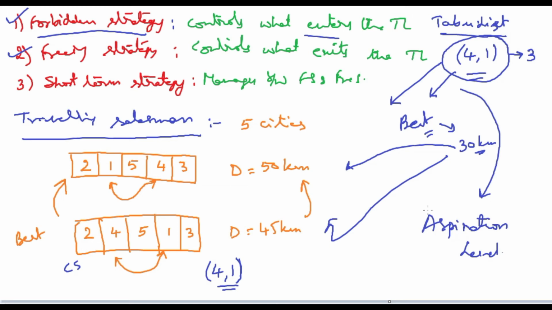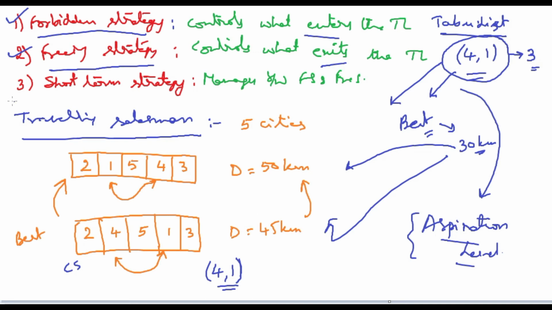By this aspiration level, I am freeing the item; according to freeing strategy, I have controlled the exiting parameter of the taboo list. Otherwise, after 3 iterations, it automatically comes out of the taboo list. That is also called freeing strategy. And if I am using the aspiration level and making that move out of my taboo list, that can also be called freeing strategy. Then what is meant by short-term strategy?